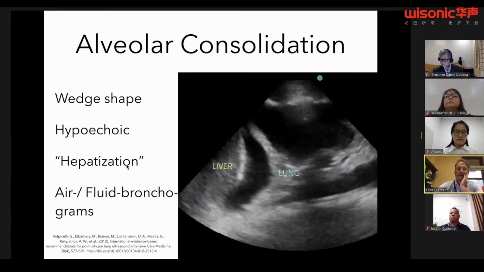We call it hepatization. It's hypoechoic. It's gray like the liver. And it has air fluid bronchograms. These are quite important later on to diagnose things like pneumonia or aspirations, where you see here these black streaks are fluid-filled bronchograms, whereas if you have these white streaks or white dots, these are very likely mucus air bubble mixtures that are in the small airways.